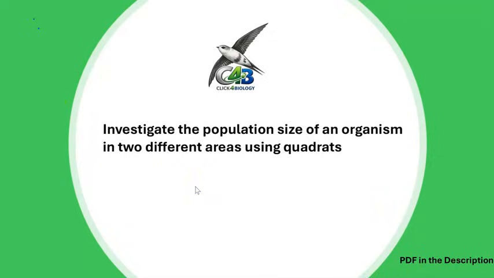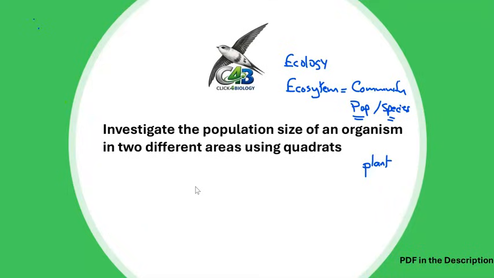We're looking at ecology. We're looking at ecosystems, and we've discovered that within the ecosystem community, there are populations of different species. And in this video, we're going to give an overview of how you could estimate the population of a species, and in particular in this video, it would be a species of plant.